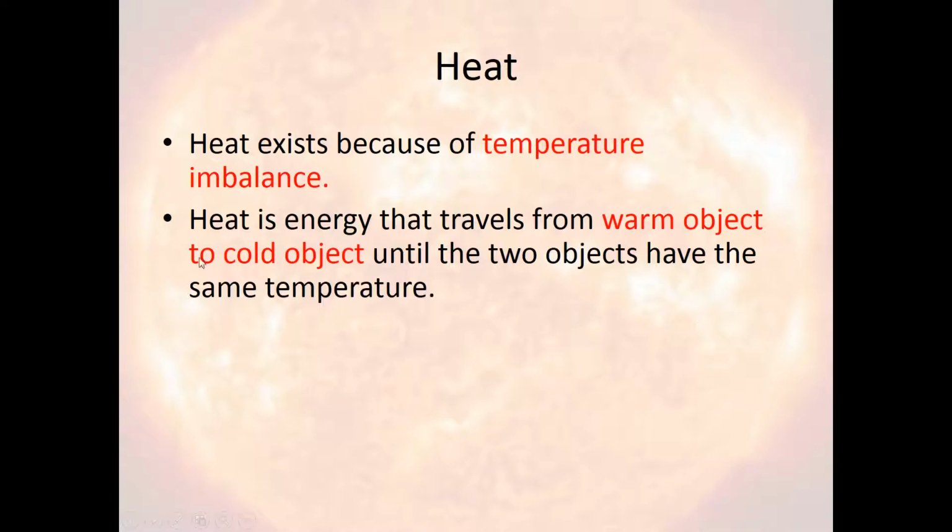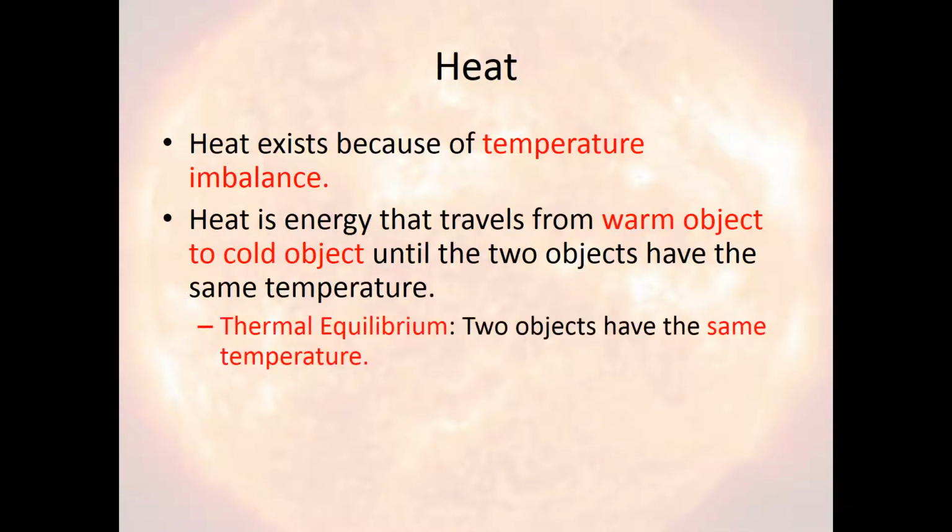Now this right here is very important. This is something I would love for you to remember. From warm object to cold object, until the two have the same temperature. When that happens, the system has reached a state of what's called thermal equilibrium. The two objects have the same temperature, heat transfer stops. And the two objects are just next to each other with the same temperature.